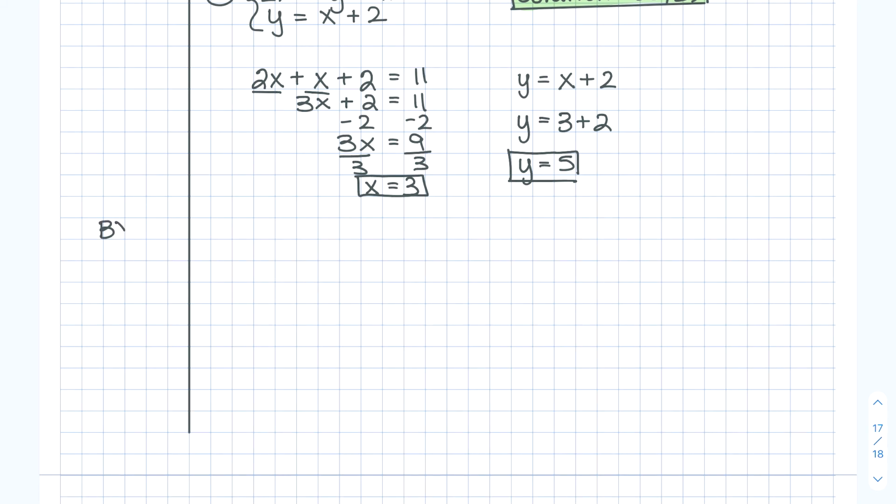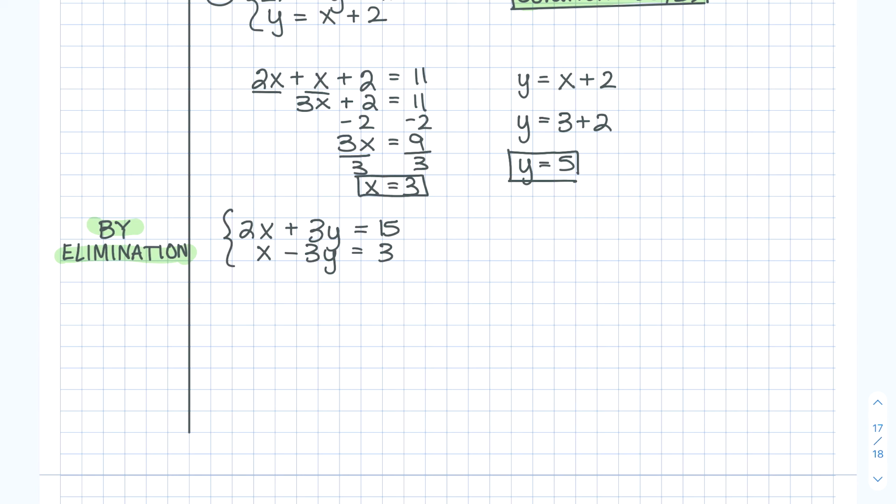The last way I'm going to show you is called elimination. By elimination. So when you're eliminating, you will probably see an equation that looks like this: 2x plus 3y equals 15, and x minus 3y equals 3. Let's say we're working with this system.